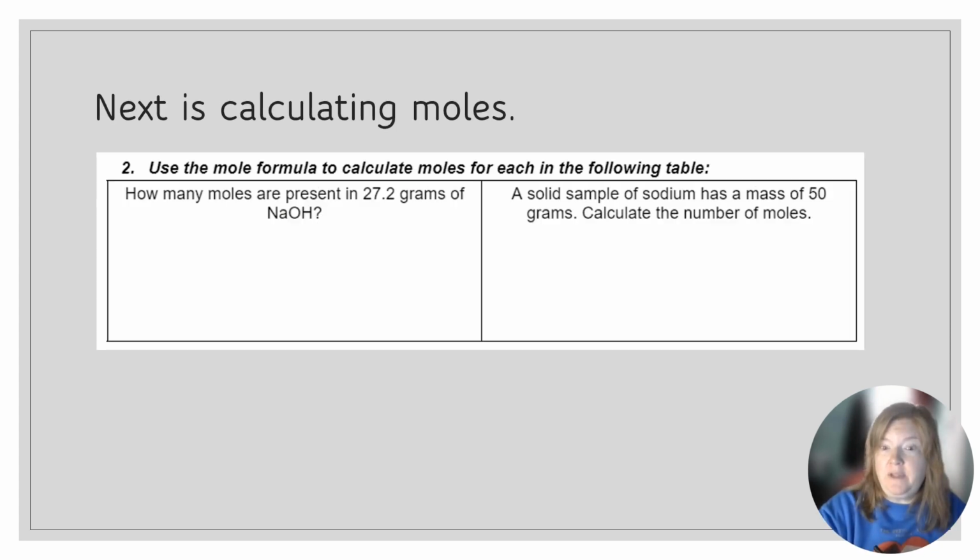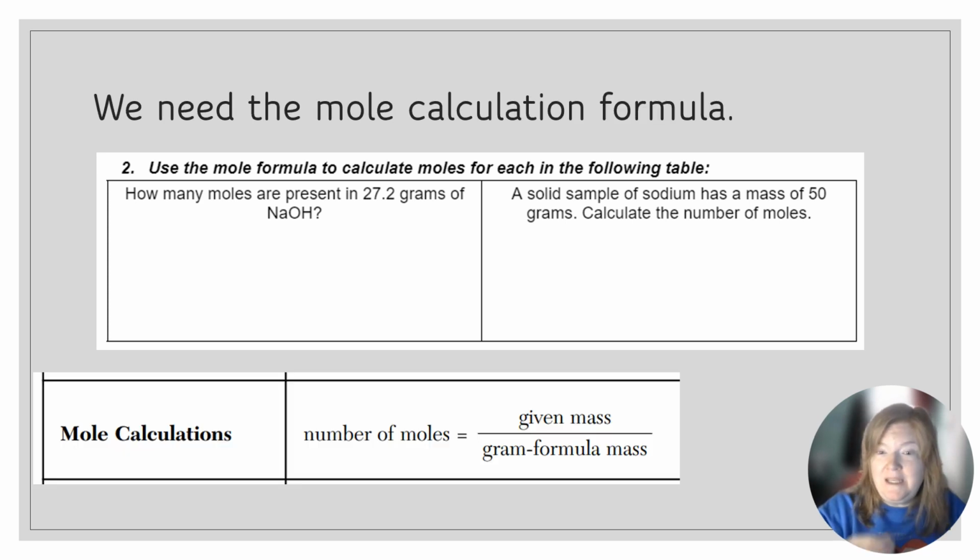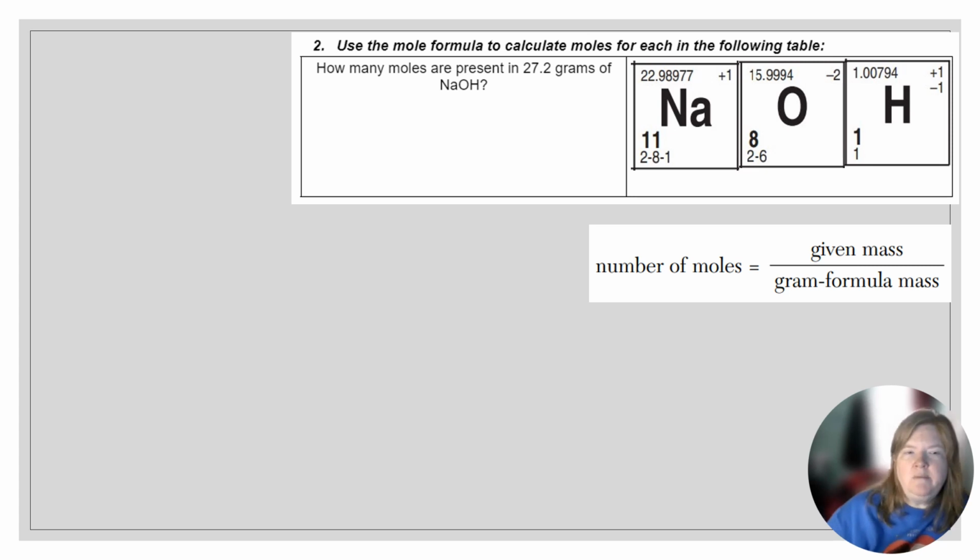All right, next is calculating moles. We need the mole calculation formula. That's on the back of your reference table, also seen right here. Okay, how many moles are present in 27.2 grams of NaOH? So here, remember, is the mole formula, but I'm just going to write it a little bit abbreviated. So I'm just going to write moles equals mass in grams and gram formula mass is just GF.